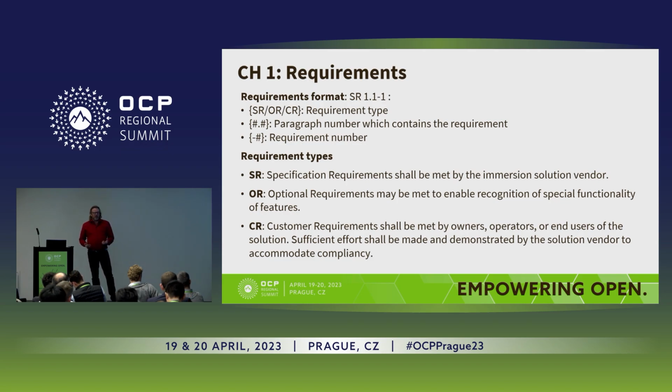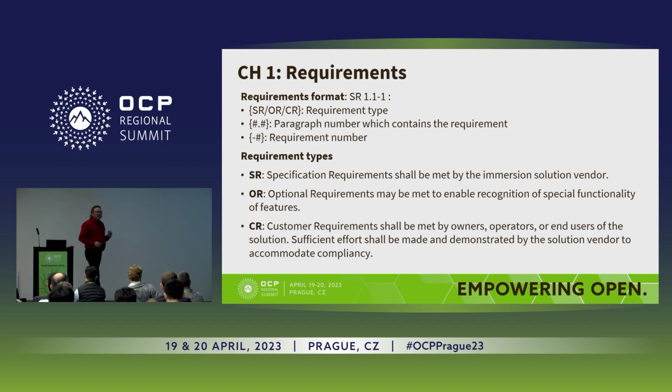Optional requirements. There's a couple of requirements that we defined as optional. All right, so why would you do it? Yeah, because these optional requirements can be met to enable a specific type of recognition, for example, a thermal optimized solution or a high safety or high availability solution. I'll get into that in a couple of slides from here.